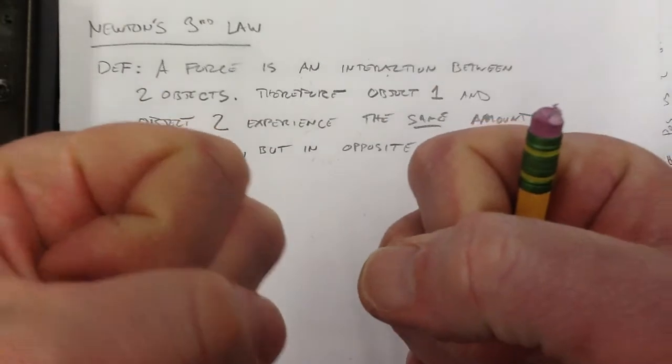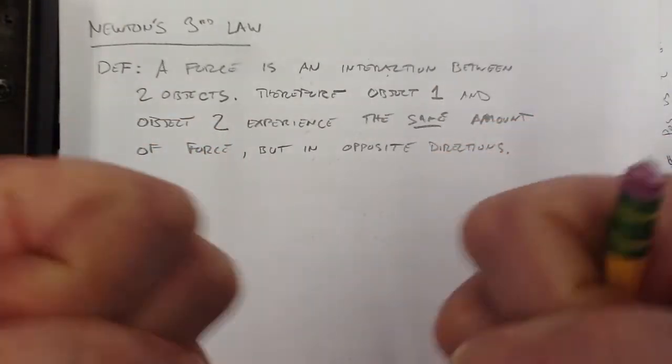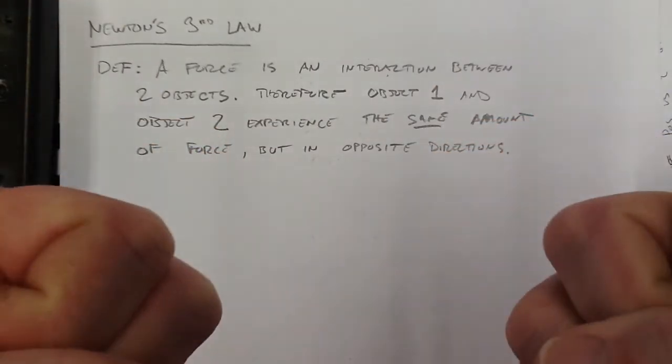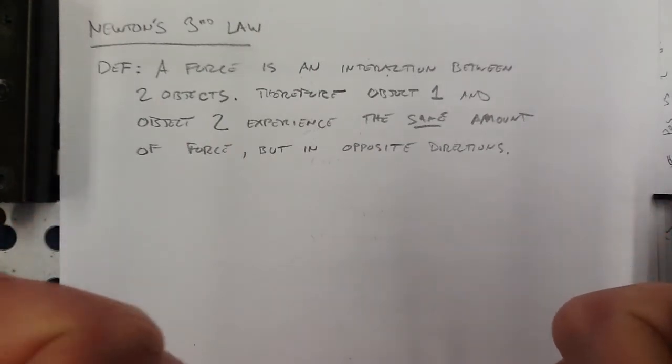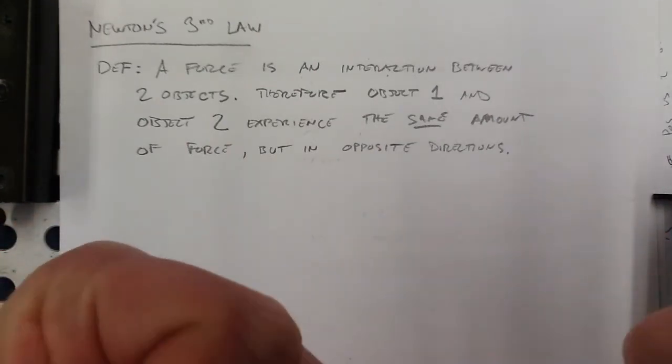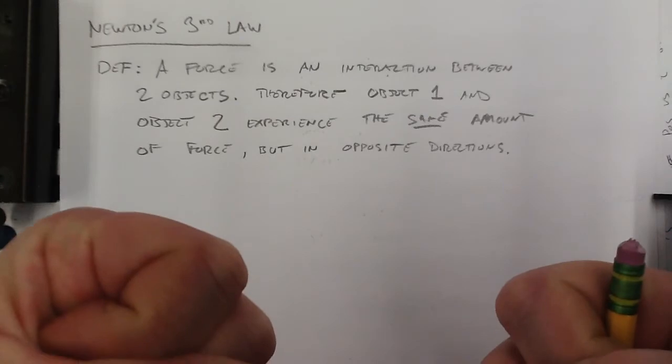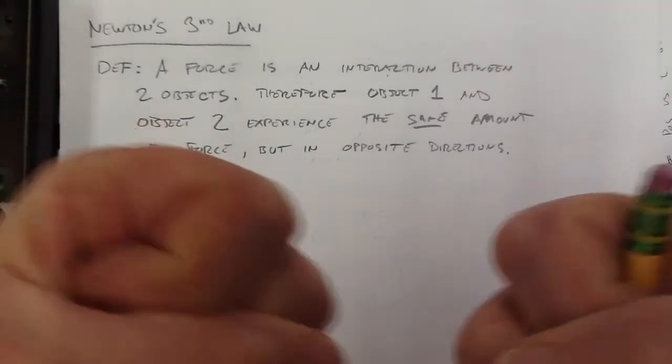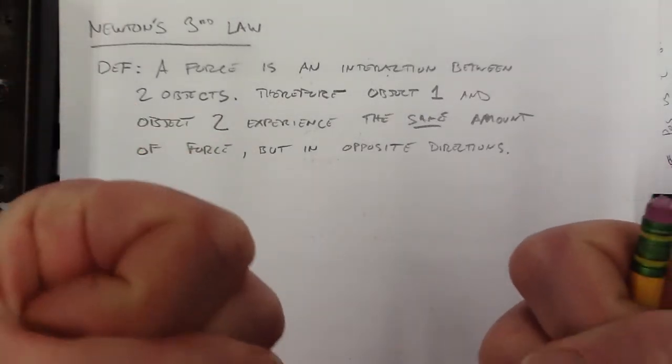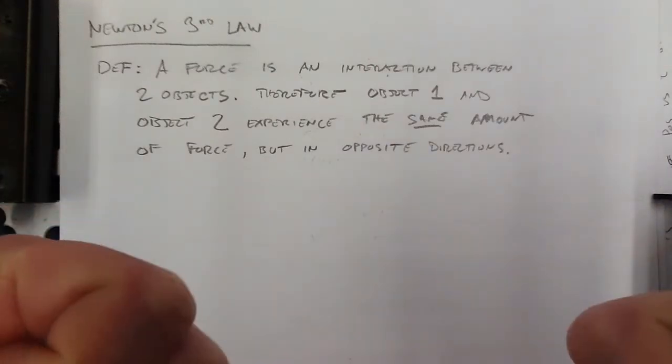Earth-Sun interaction. They're locked together in a gravitational interaction. So the amount of pull has to be the same. There's only one force there. It's the Earth-Sun gravitational interaction.